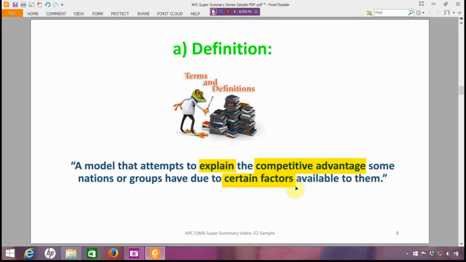So this word competitive advantage, what does that mean? Well, that just basically means an edge. It means some sort of advantage over another firm or perhaps a set of firms in a neighboring country.